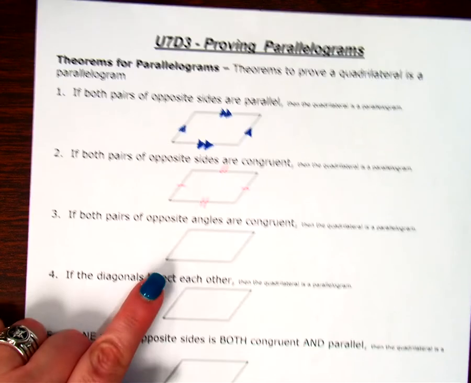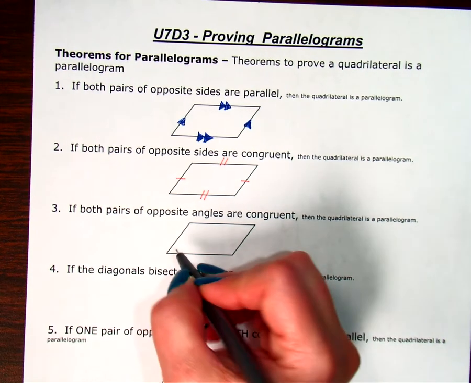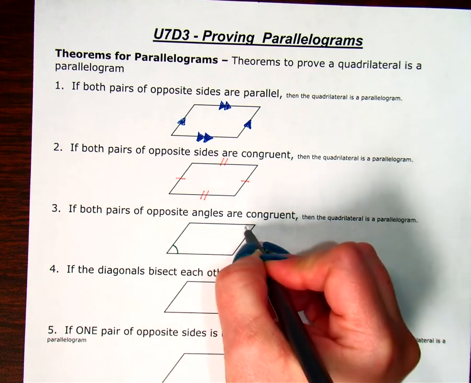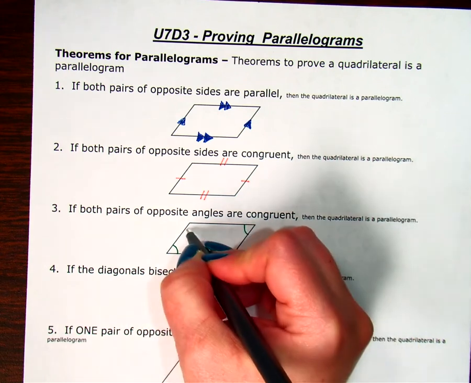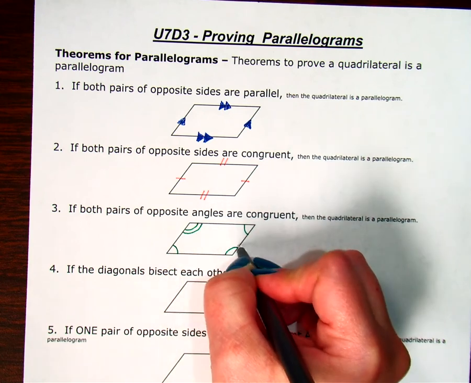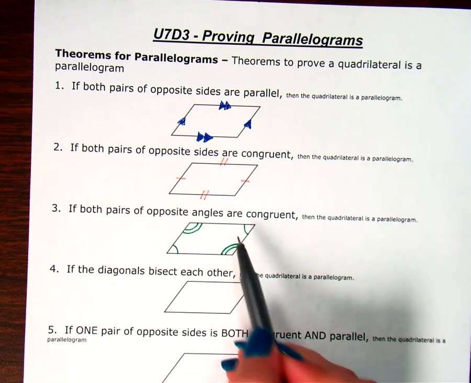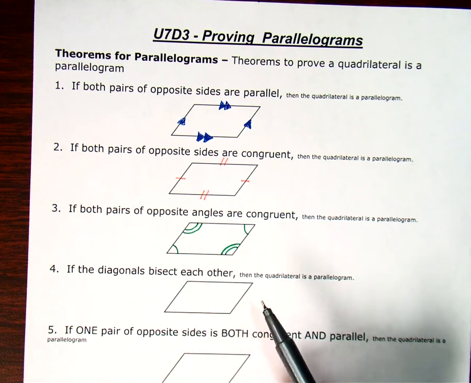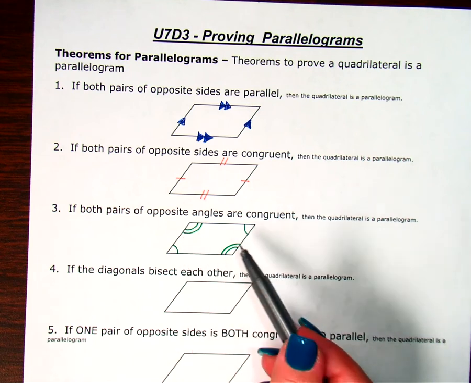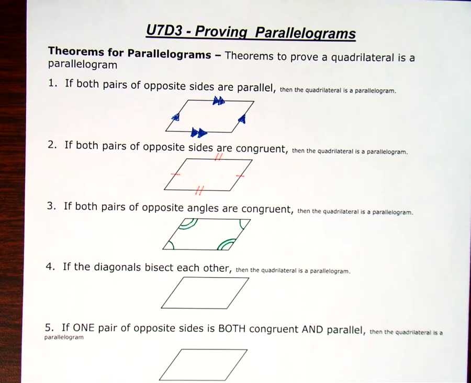Okay, so again, the first one, both pairs of opposite sides are parallel, the second, both pairs of opposite sides are congruent. The third way is both pairs of opposite angles are congruent. If that's true, then your quadrilateral is a parallelogram. So if my lower left is the same as my upper right, and my upper left is the same as my lower right, then I know I have a parallelogram. Even though I don't know anything about the sides, if I can show that this is true, then I have a parallelogram. The easiest way is going to be it's marked in the picture for you like this, or it's going to be given to you in the prompt.